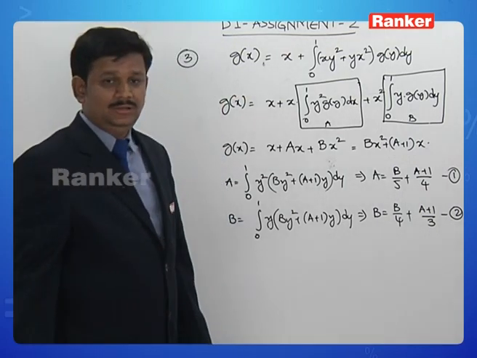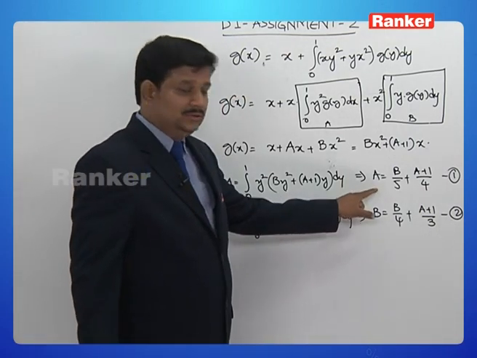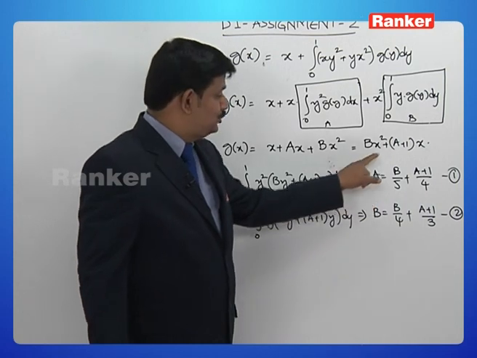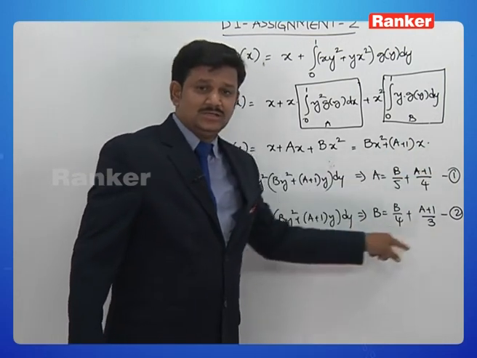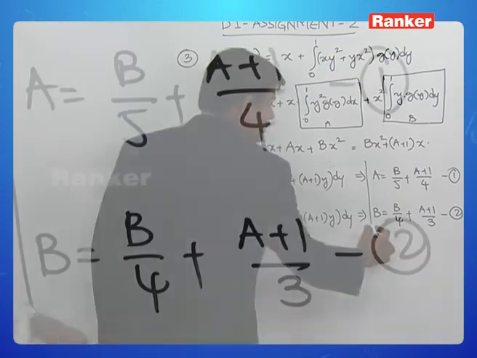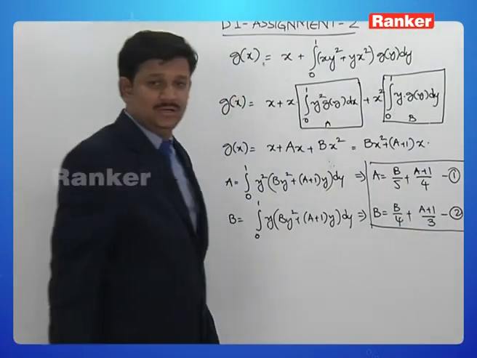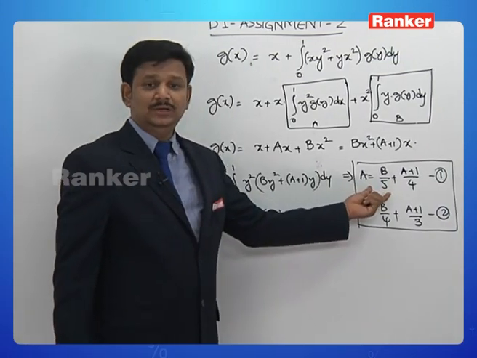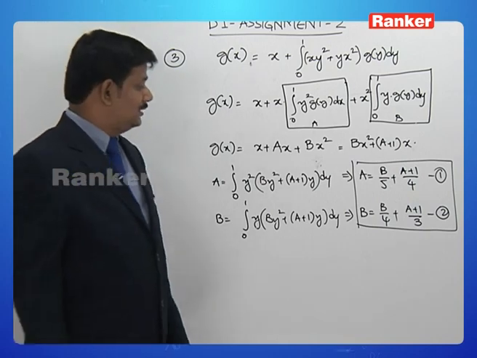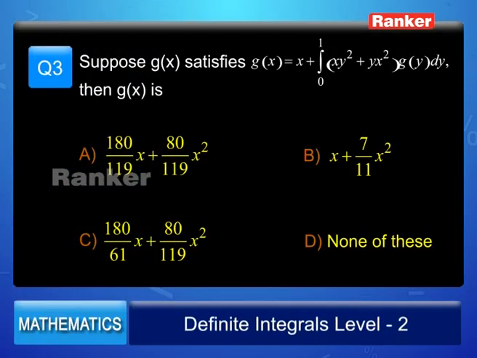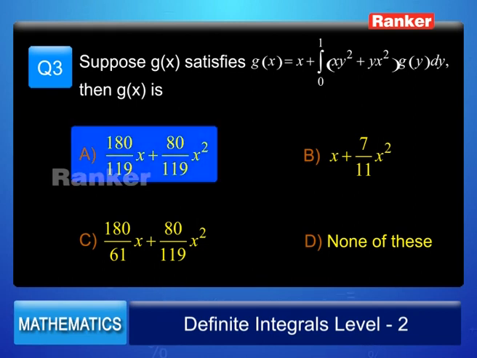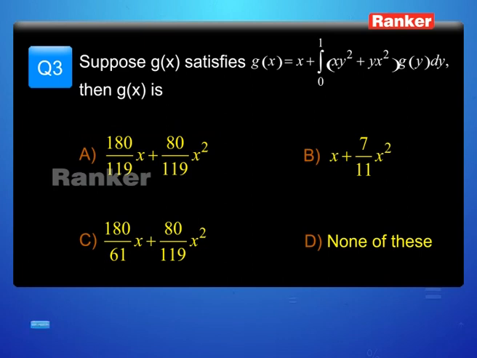Let me call this equation number 2. Now, if we observe a and b, we have two linear equations in terms of a and b, and linear equations are very easy to solve for. When you solve these equations, you get the value of b to be 80 by 119 and the value of 1 plus a to be 180 by 119. So, g of x is 80 by 119 x square plus 180 by 119 x, which is option 1.